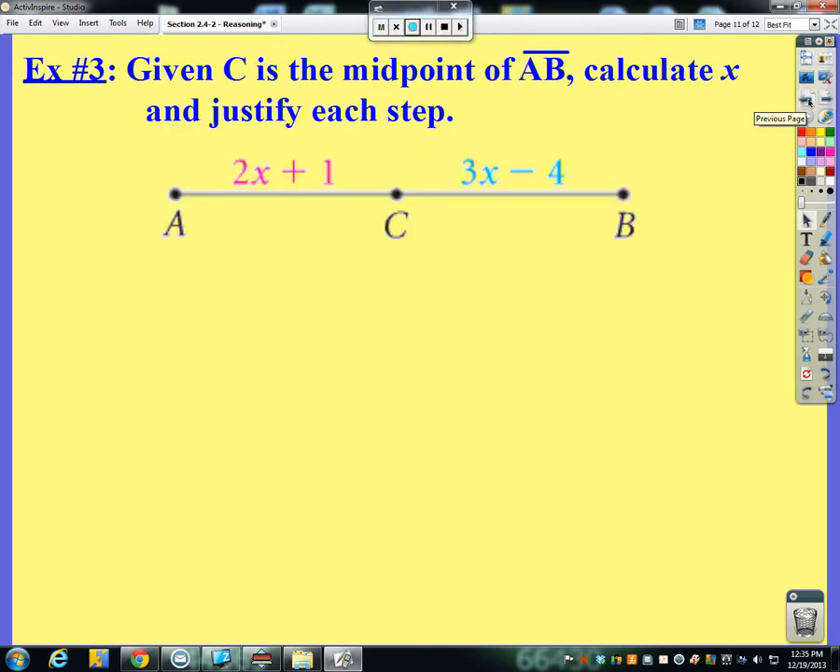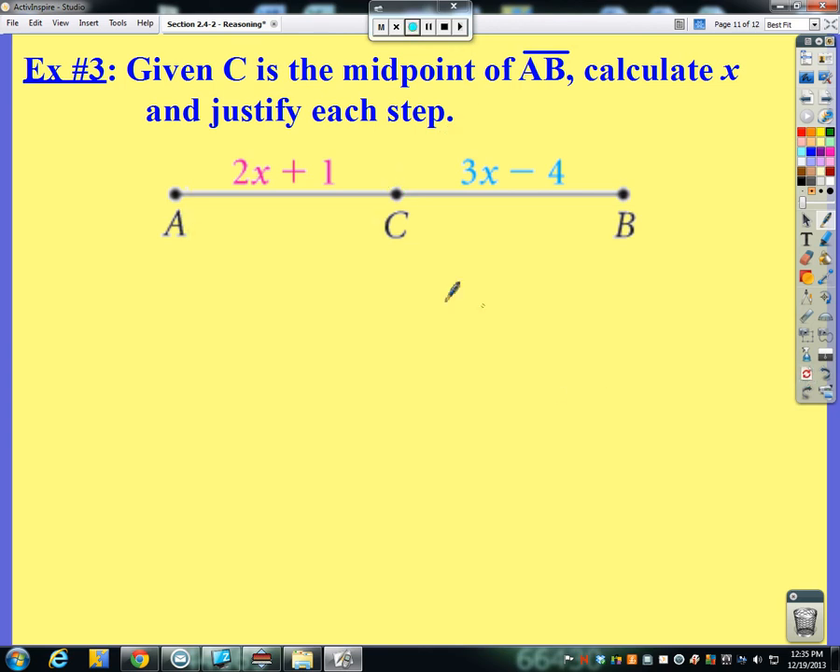All right, the next example we're going to look at, same type of thing. We're going to set it up geometrically and then transition it to the algebra problem. Given C is the midpoint, all right, there's C, apparently it's the midpoint of AB, so it's right in the middle of this. Calculate x and justify each step.